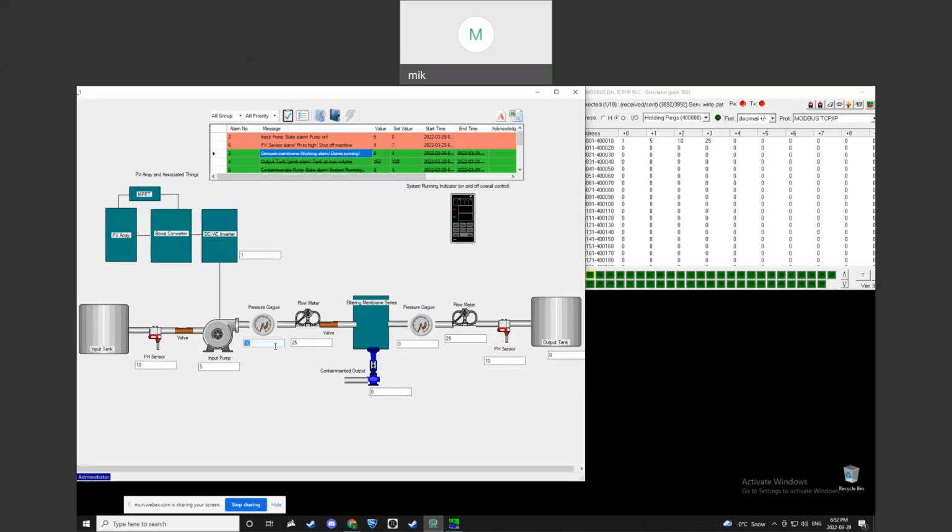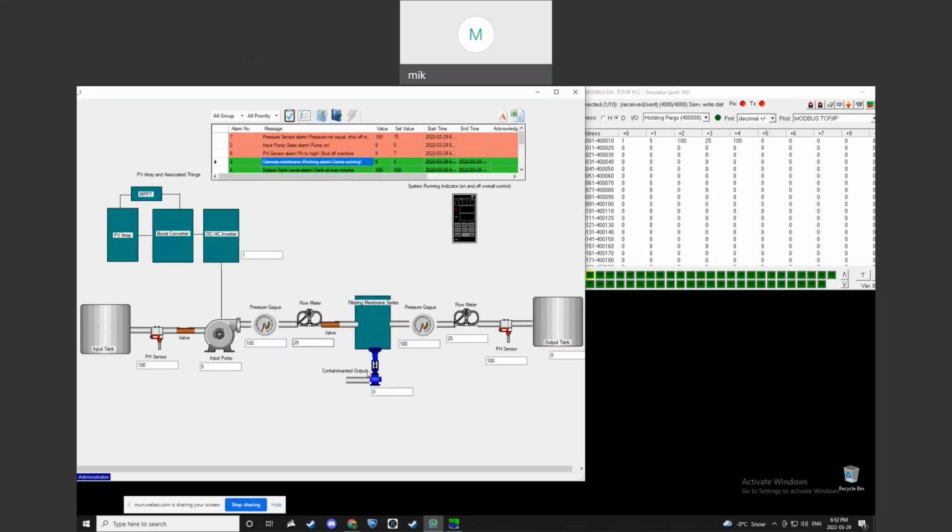And then the pressure gauge. This would be a sensor from the system that the gauge would read of the pressure. So I'll put in 90, and we should get an alarm. We will not get an alarm. Why are we not getting an alarm? Oh, there we go. This is the one that's hooked up because they're linked together. So we have an alarm because the set value is 75, and we're putting in a value of 100, and that just says the pressure is not equal, shut off the machine.